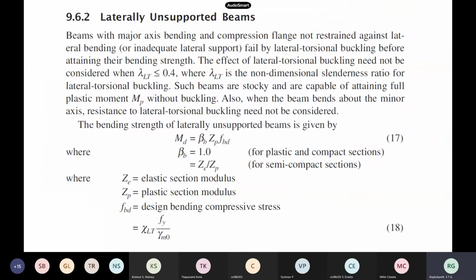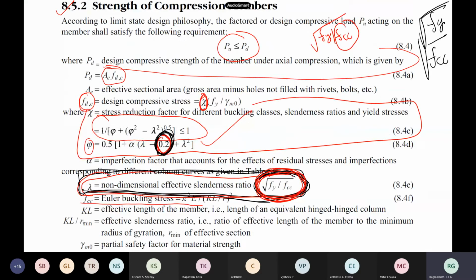So now, in our code also, for laterally unsupported beams, how do we calculate the bending capacity? The expression is the same as how we do it for a column. So this is for the compression member, you remember. So AE into FCD, area into design compressive stress, and we write the design compressive stress using a reduction factor, and you remember these formulas for the compression member.